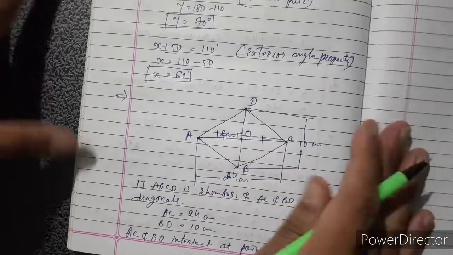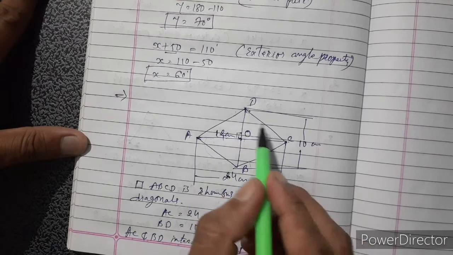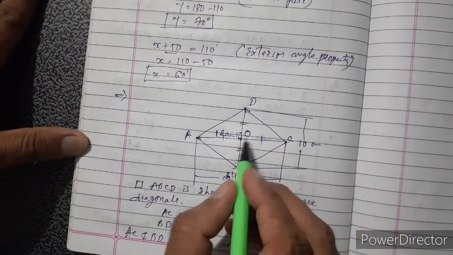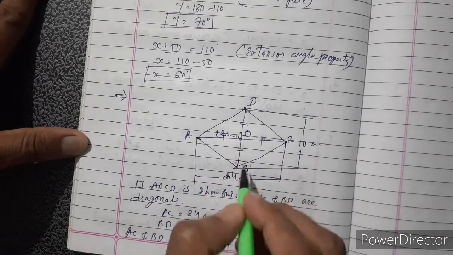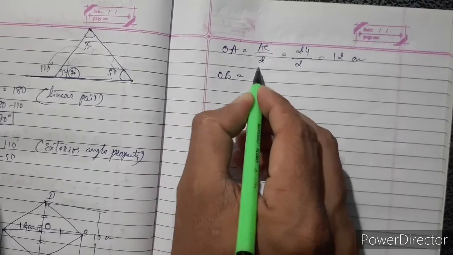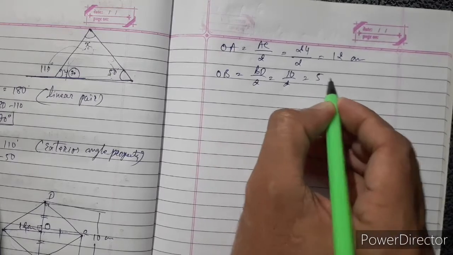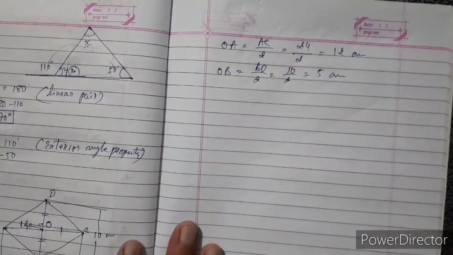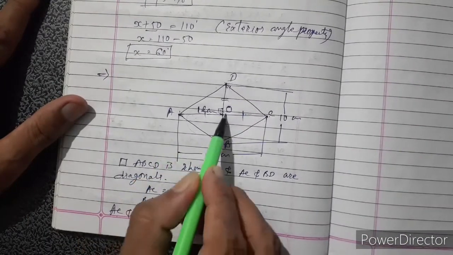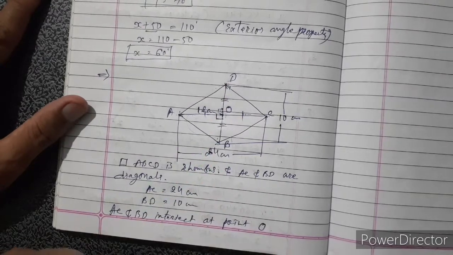Same for OD and OB. AC divides BD into two equal parts, so these two line segments are equal. So OB equal to half of BD. So OB equal to BD divided by 2, that is 10 upon 2 equal to 5 centimeters. Now here look, one triangle is there, OAB. In that, angle AOB is 90 degrees.